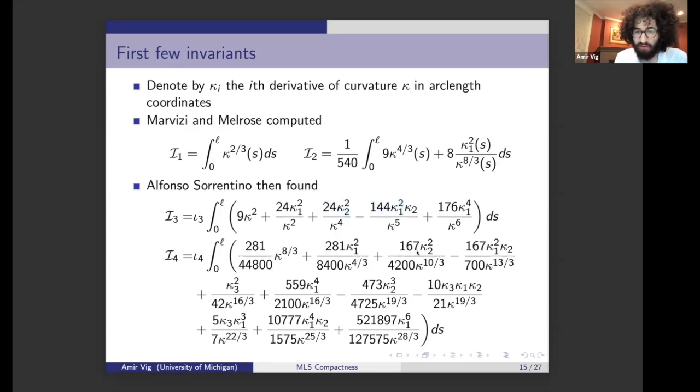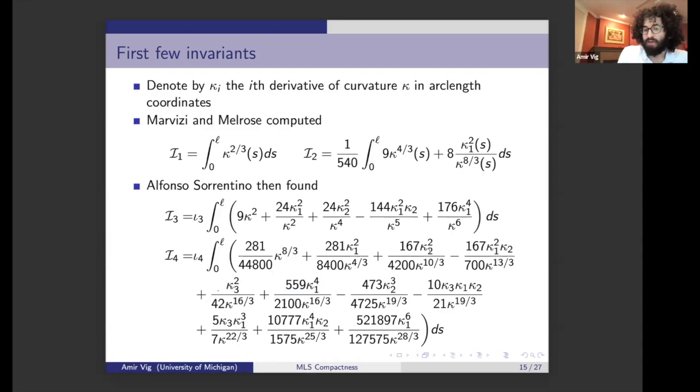I3 has, well, here's two. Let's see. There should be three somewhere. Where is it? Where's the third derivative? κ1 squared, κ1 squared, κ3, κ1. Here. Thanks. So there's three derivatives of curvature squared.